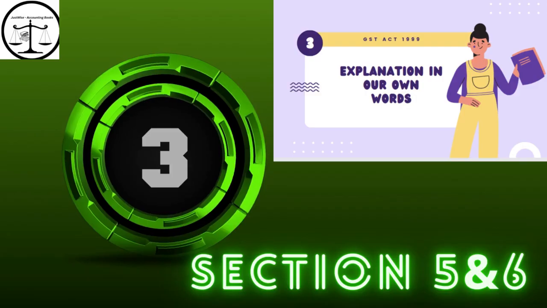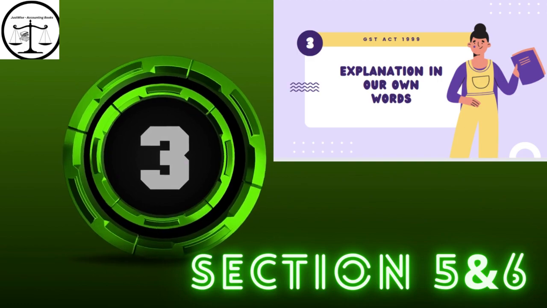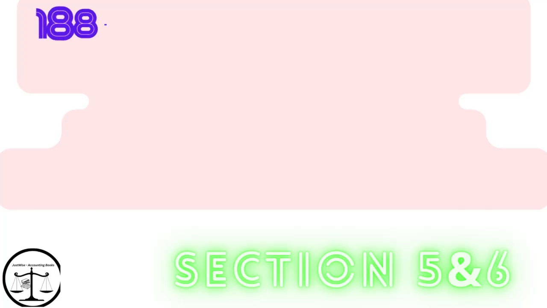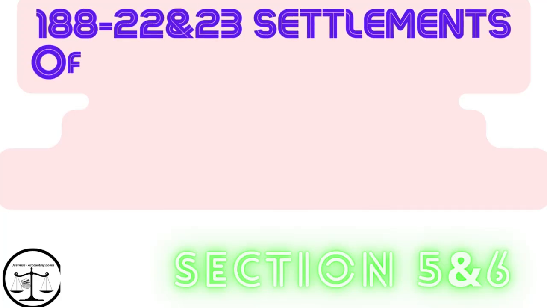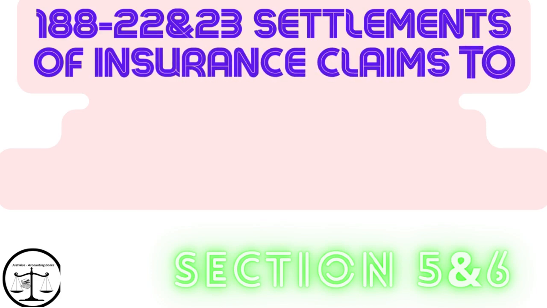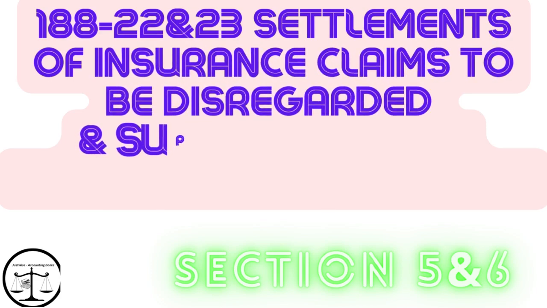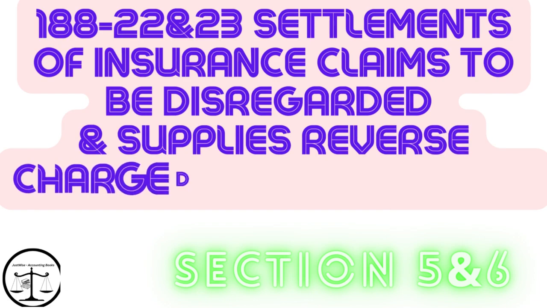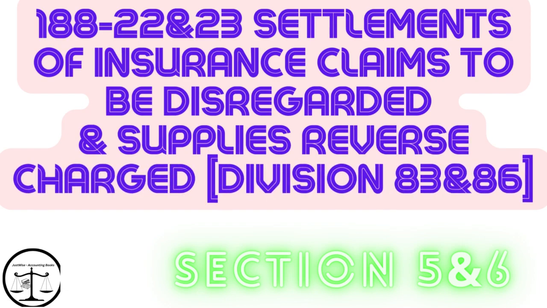Now we will explain Division 188-22 and 188-23 of Chapter 6. That is, settlements of insurance claims are to be disregarded, and supplies reverse charged under Division 83 or 86 are not to be included in recipient GST turnovers.